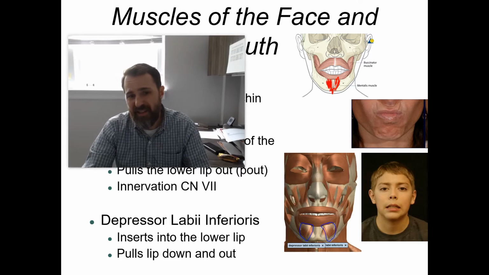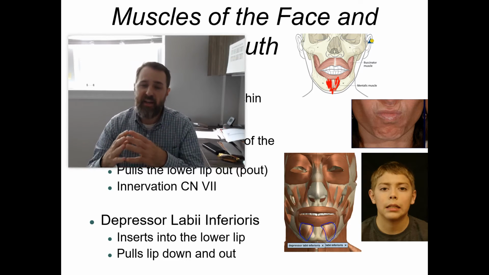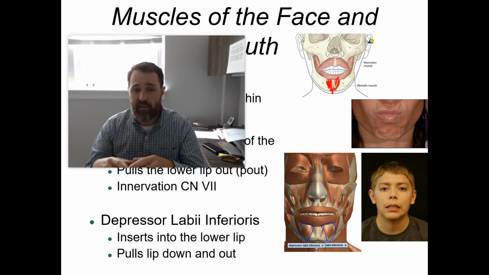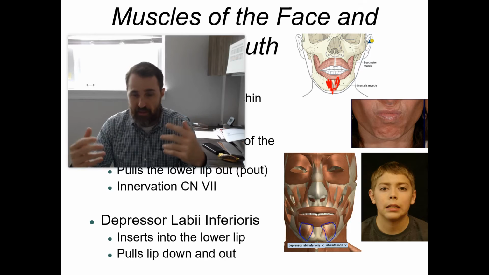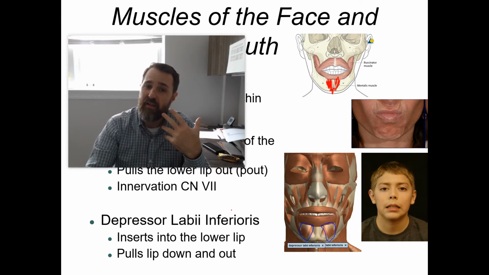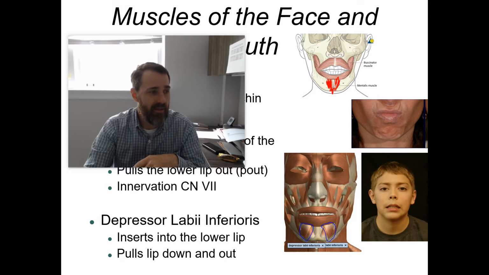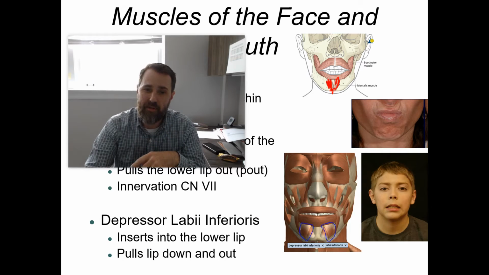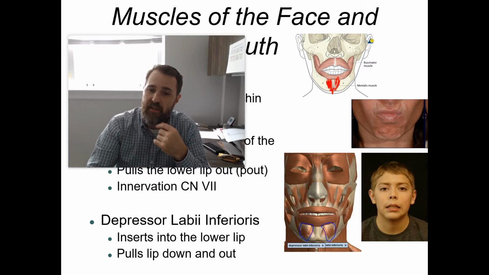The next muscle is the depressor labii inferioris. So we talked about the levator labii superioris. This is the muscle that opposes it. This is the muscle that depresses the lower lip, depressor labii inferioris. And you can see it originates down here on the bottom of your mandible, near your chin, and it reaches up to insert into the lower lip.